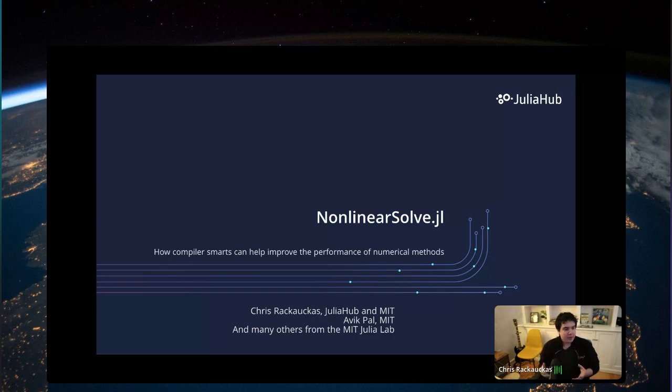And what I want to talk about today is how compiler smarts can be integrated into numerical methods in order to be able to improve the lives of people who do numerical computing. So specifically, I'll be talking about NonlinearSolve.jl, but this applies to a lot of other Julia tools within the SciML ecosystem that I'll describe.